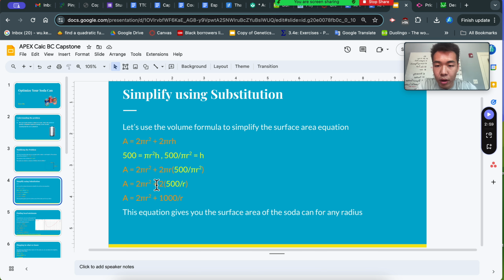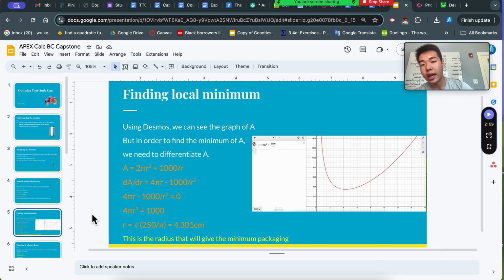So now you see that the pi r cancels out with the pi r squared. You multiply the 2 with 500. So our final equation is A equals 2 pi r squared plus 1,000 over r. This equation gives you the surface area of the soda can for any given radius. Now we plug this equation into Desmos, and remember that you're going to replace A and r with y and x, in order for Desmos to read it.